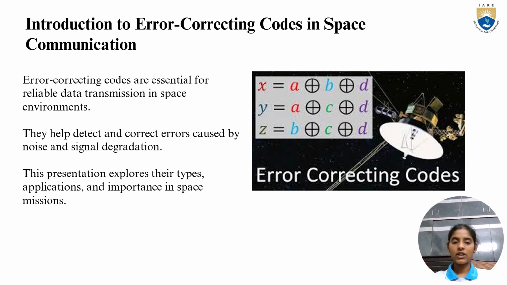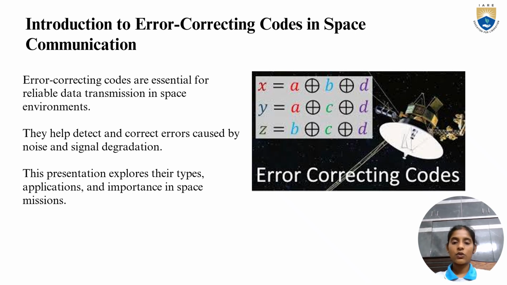Error correcting codes are essential for reliable data transmission in space environments. Error correcting codes play a crucial role in ensuring reliable communication in space exploration. Error correcting codes are techniques used to detect and correct errors that occur during data transmission or storage. They work by adding redundancy to the data, allowing errors to be identified and corrected.